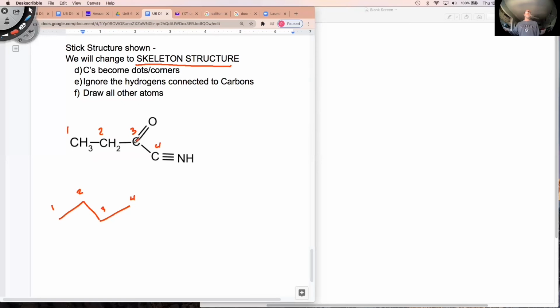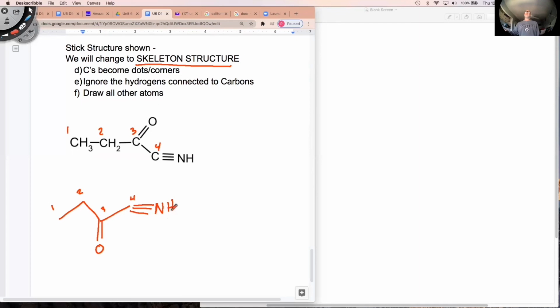Don't worry about it. Carbon 3 has a double bonded oxygen. So we're going to draw a double bonded oxygen. Carbon 4 has a triple bonded carbon bonded to a triple bonded nitrogen. So we're going to draw a triple bond. 1, 2, 3, and it goes to an NH.